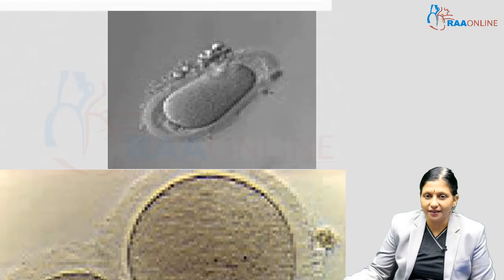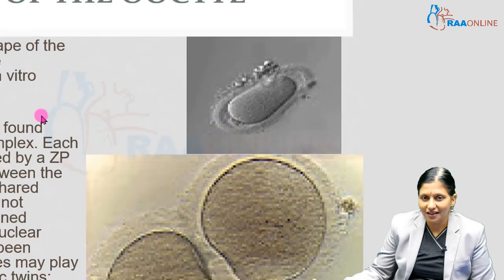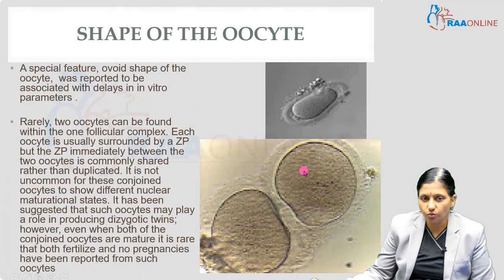Now coming to the shape of the oocyte, sometimes the oocytes can be ovoid in shape. The ovoid shape of the oocyte was reported to be associated with delays in the in vitro parameters, and rarely two oocytes can be found within one follicular complex. And each oocyte is usually surrounded by a zona pellucida, but the zona pellucida immediately between the two oocytes is commonly shared rather than duplicated. So it is not uncommon for these conjoined oocytes to show different nuclear maturational stages, and it has been suggested that such oocytes may play a role in producing dizygotic twins. However, even when both of the conjoined oocytes are mature, it is rare that both are fertilized, and no pregnancy has been reported from these conjoined oocytes.